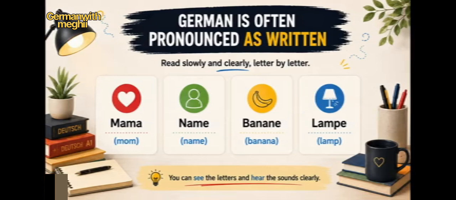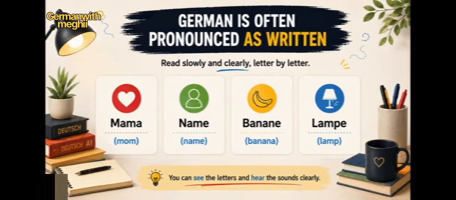Let's try some easy words. Die Mama. Die Mama means mom. Der Name. Der Name means name. Die Banane. Die Banane means banana. Die Lampe. Die Lampe means lamp. These words are simple. You can see the letters and you can hear the sounds clearly. This is very useful for beginners.